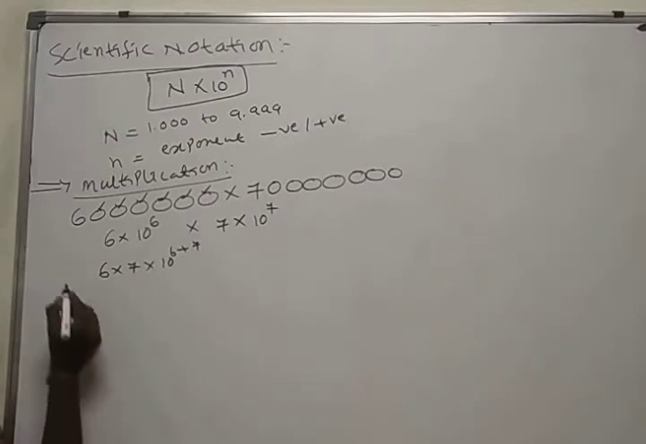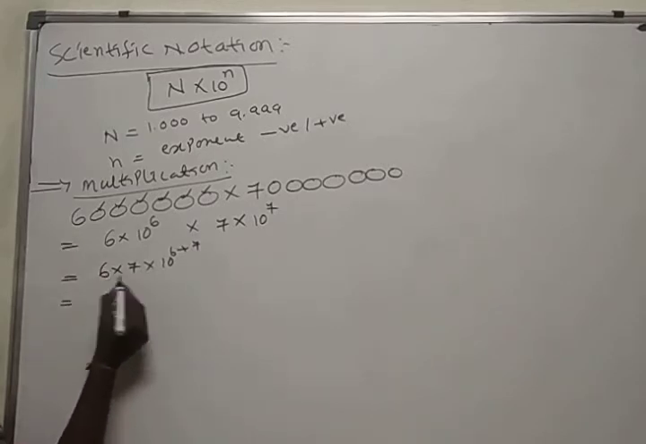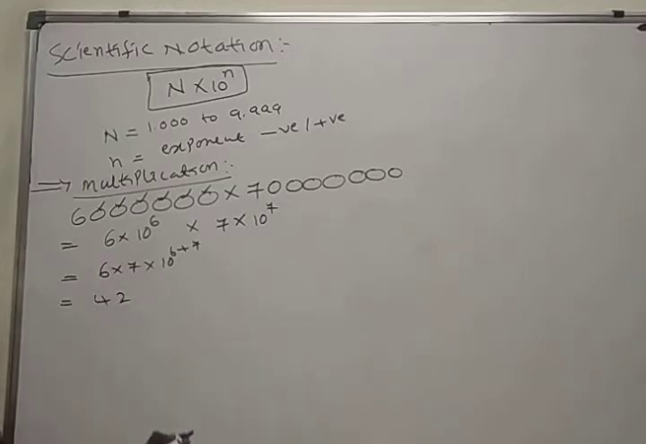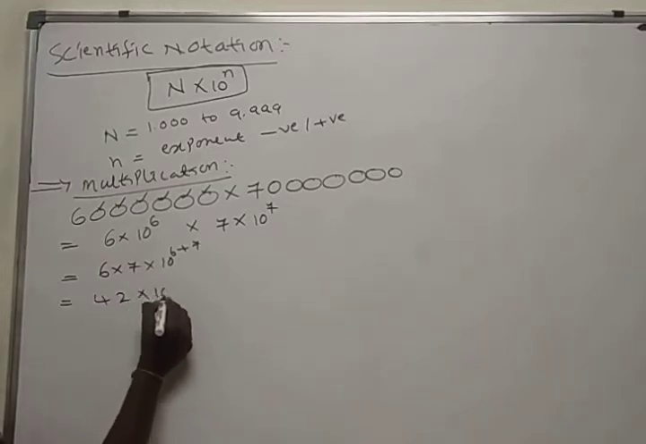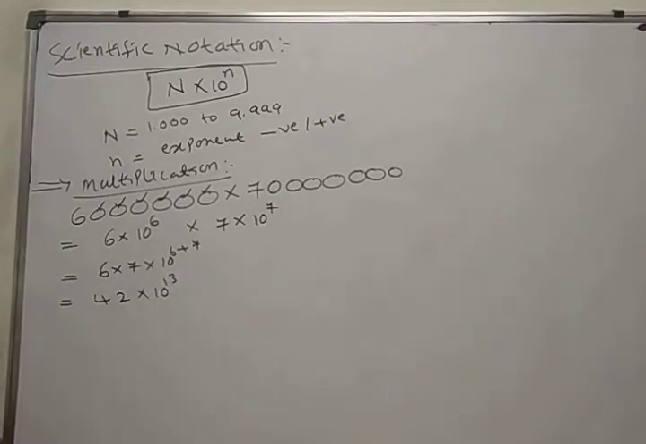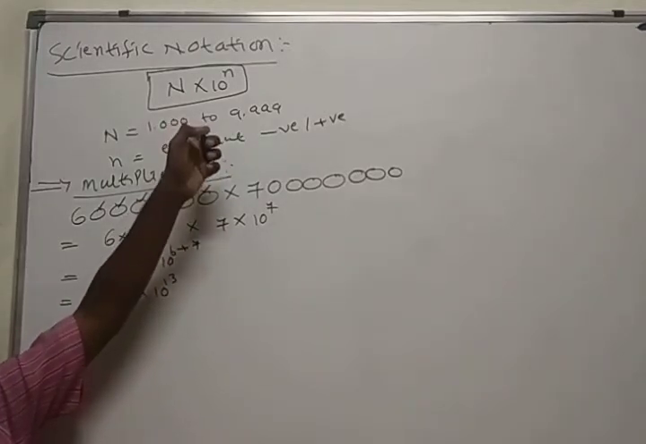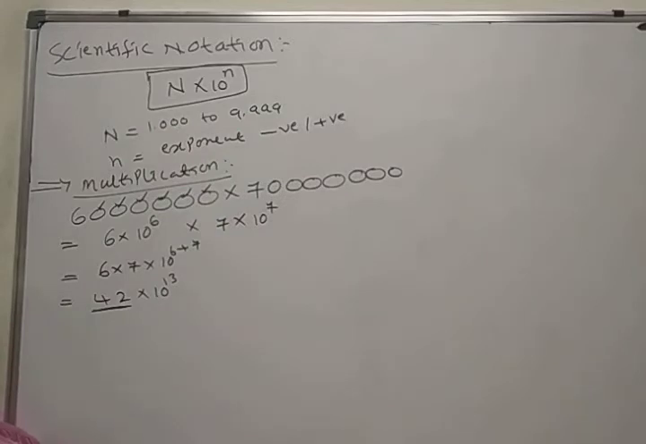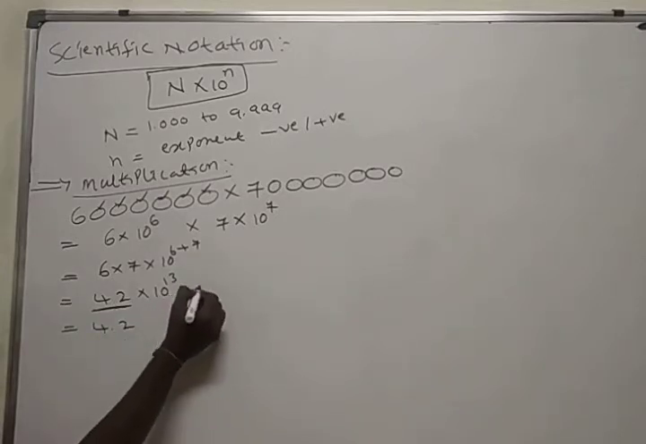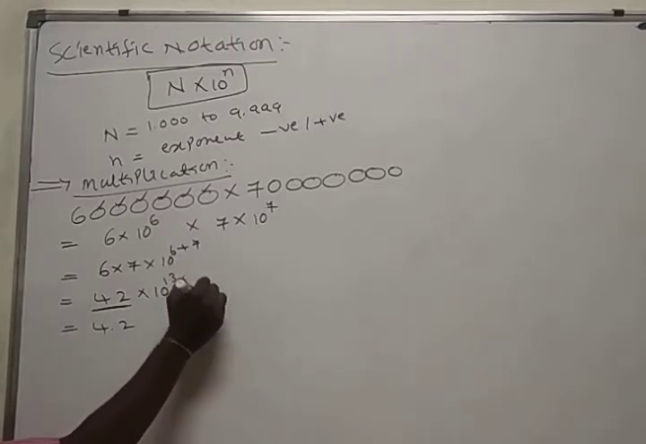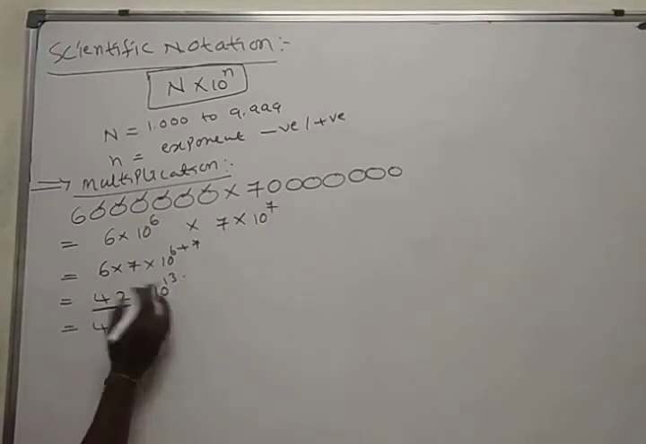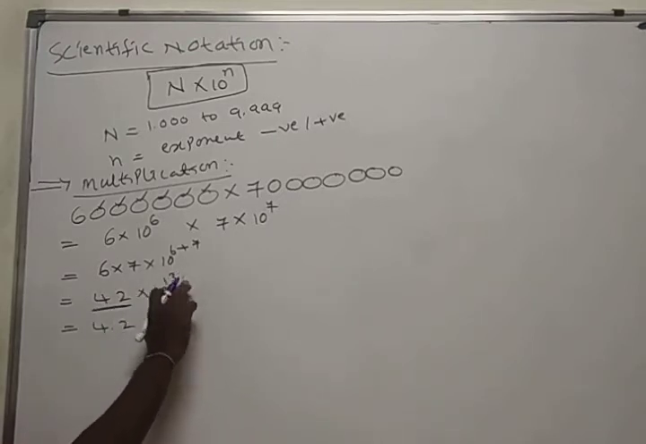You do like this. What is the value here? 6 sevens are 42, into 10 to the power of 13. 42 does not belong to this N. It is not between 1 and 9.9. So it should be changed into 4.2. Here you put the decimal, and you increase the power by 1, that means you add 1. If the decimal moves to the right side, you subtract 1.